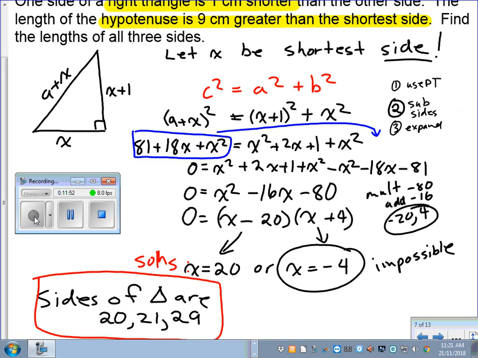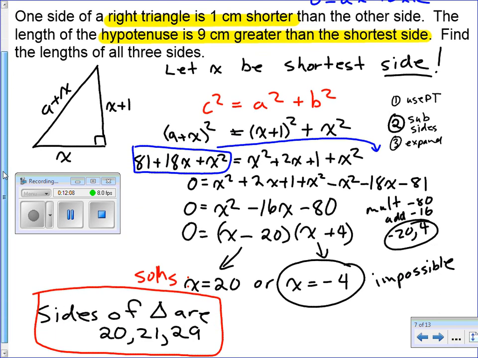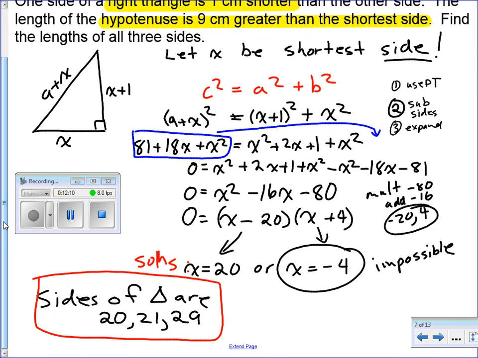And make sure that you say the units. Are these in centimeters or meters? Let's make sure. At the beginning, it says... It doesn't say. So these are just units.